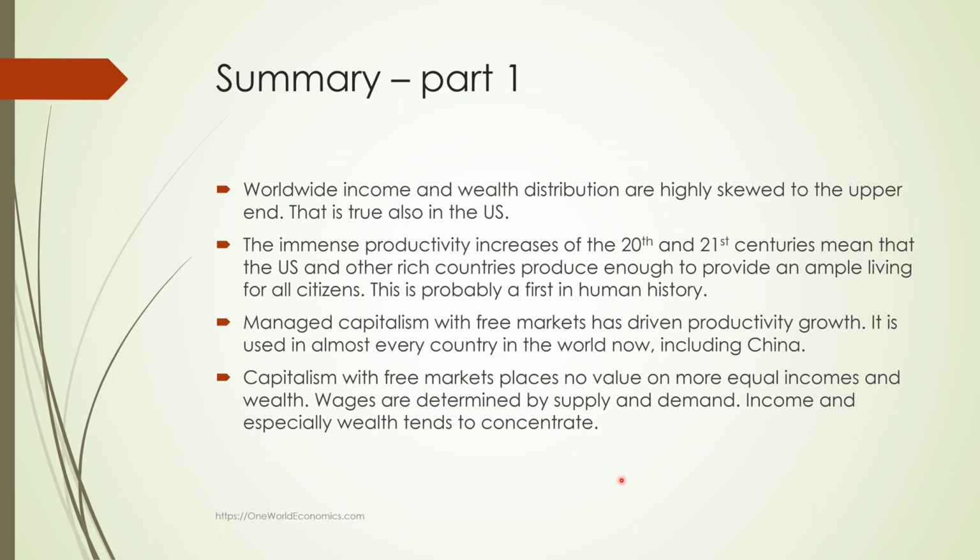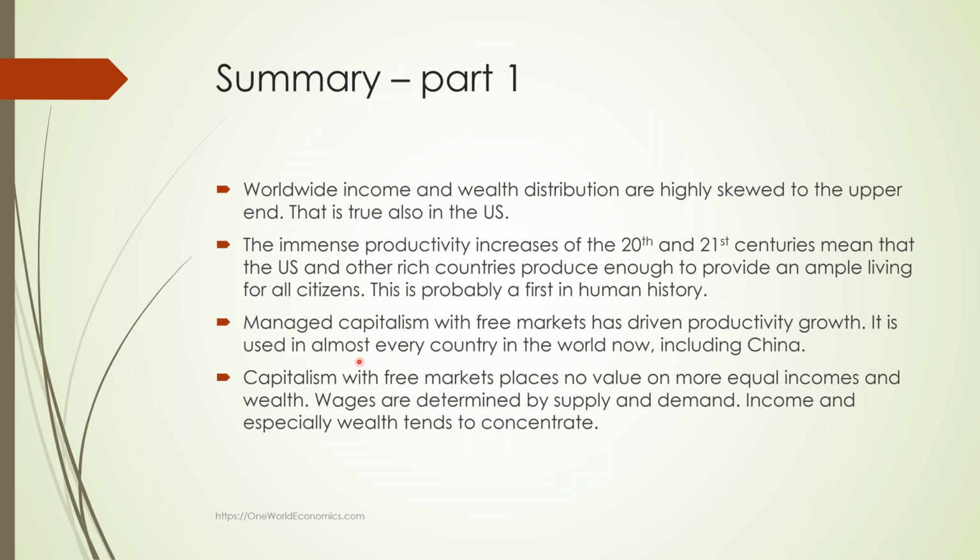Worldwide income and wealth distribution are highly skewed to the upper end. That is true also in the US. The immense productivity increases of the 20th and 21st century mean that the US and other rich countries produce enough to provide an ample living for all citizens. That is probably a first in human history. Managed capitalism with free markets has driven productivity growth. It is used in almost every country in the world now, including China.